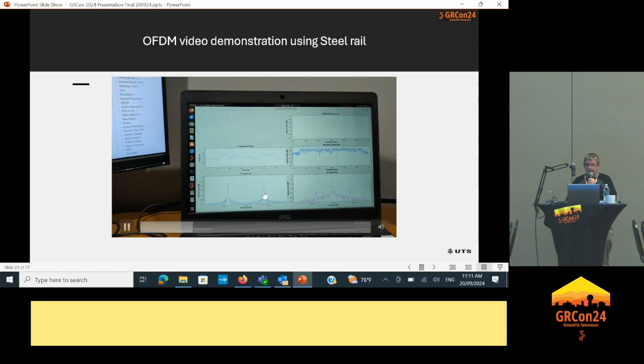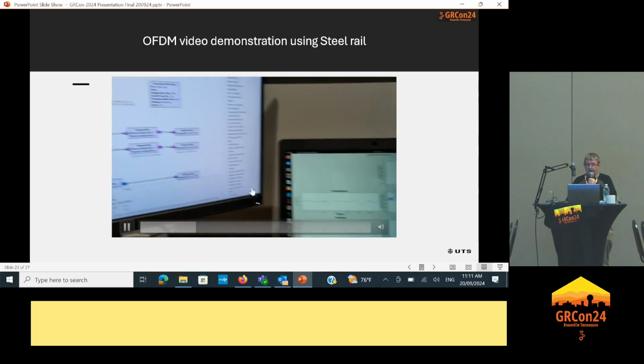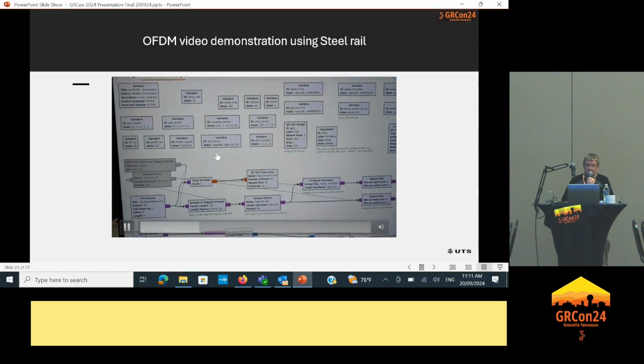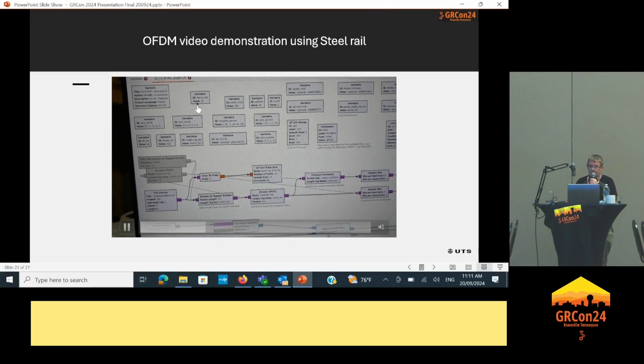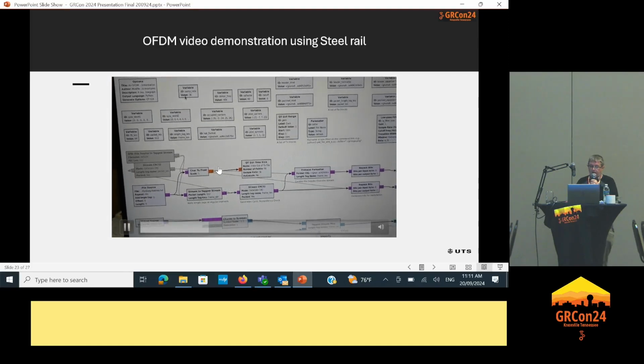And again, you can see we're at 40 kilohertz. And we've got 3 kilohertz. We've set the variable at 3 kilohertz for our bandwidth.